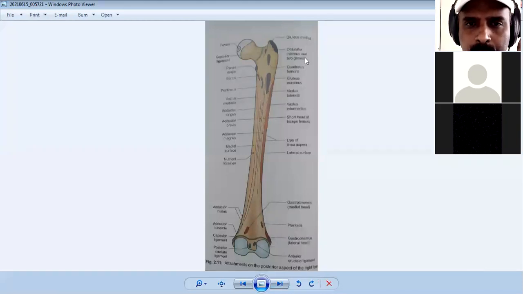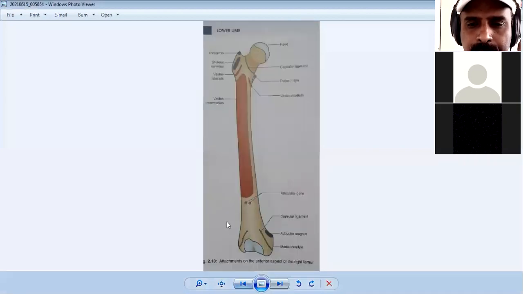All these you have to remember, that is the lower one third of the shaft of femur. We are going to have four borders and four surfaces. The four borders are medial border, lateral border, medial supracondylar line, and lateral supracondylar line. That is what you have to remember. What are the four surfaces?